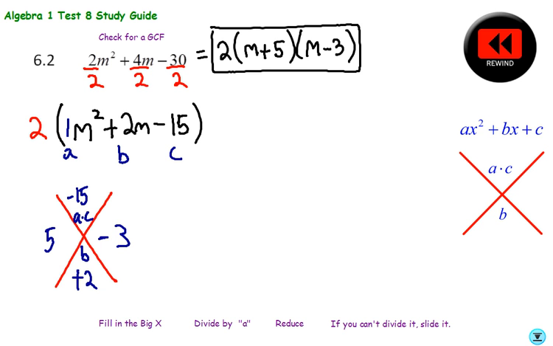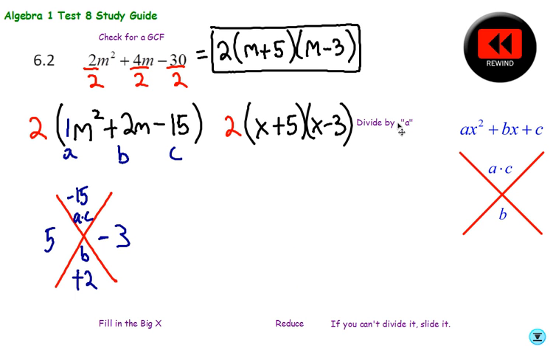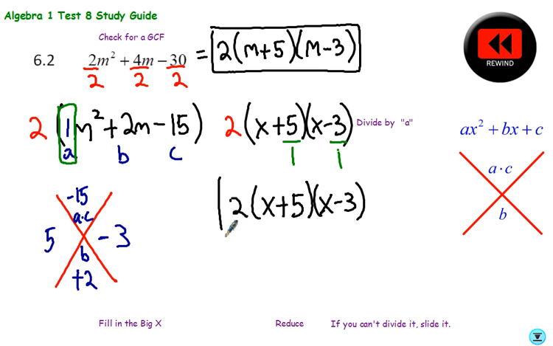All right, so let's take our greatest common factor, which is 2, and then let's take our factors from our big X, x plus 5 and x minus 3. And I want to divide by a, and as we've said, when a is equal to 1, it makes it a little bit easier for us because we don't have to worry about reducing or sliding or any of that stuff, really. Divide by 1, and so we end up with x plus 5 times x minus 3.